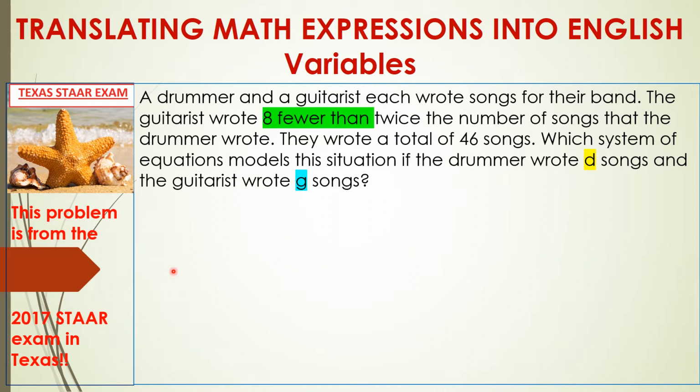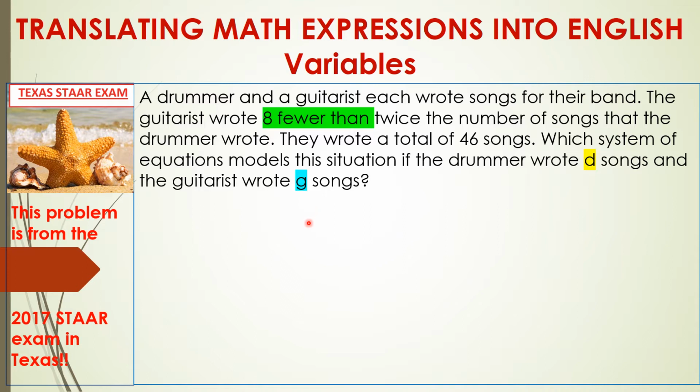So here's our problem. A drummer and a guitarist each wrote songs for their band. The guitarist wrote 8 fewer than twice the number of songs that the drummer wrote. They wrote a total of 46 songs. Which system of equations models this situation if the drummer wrote D songs and the guitarist wrote G songs?